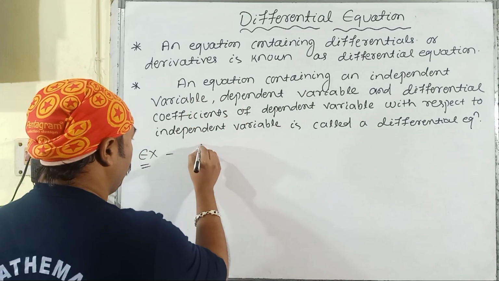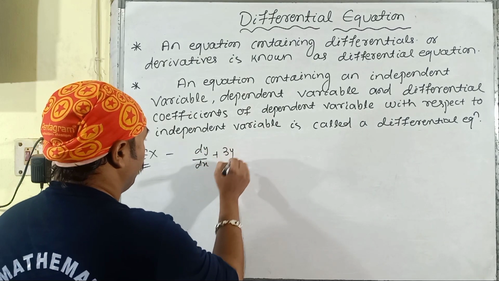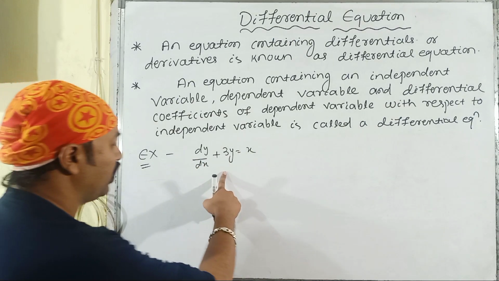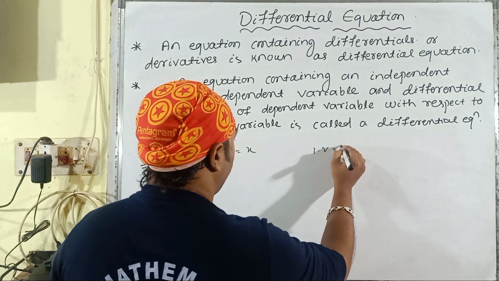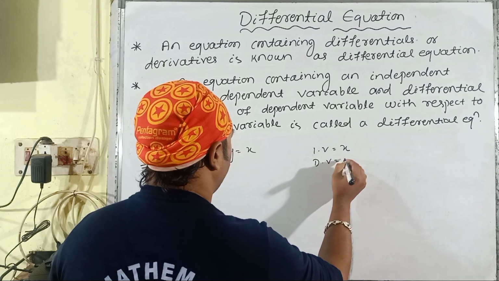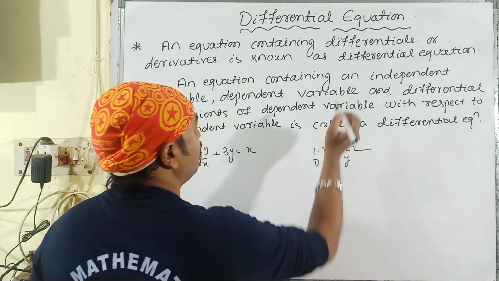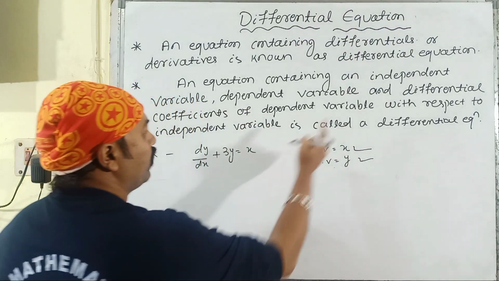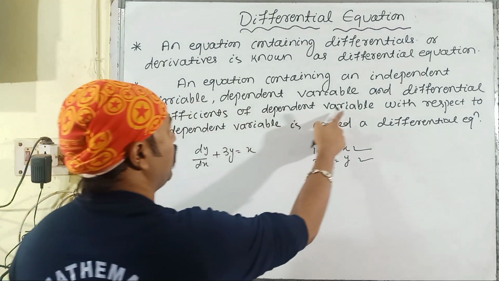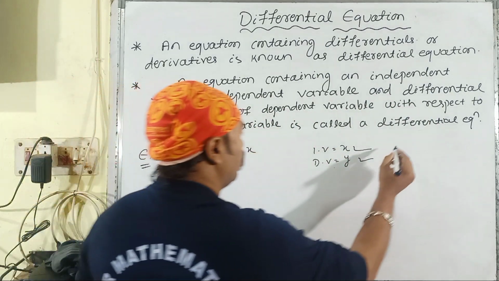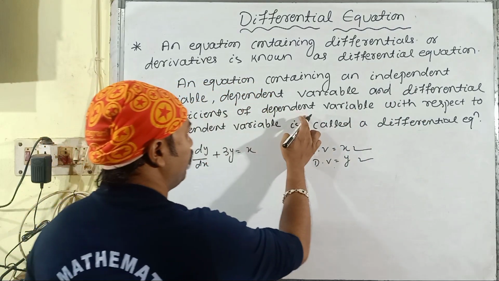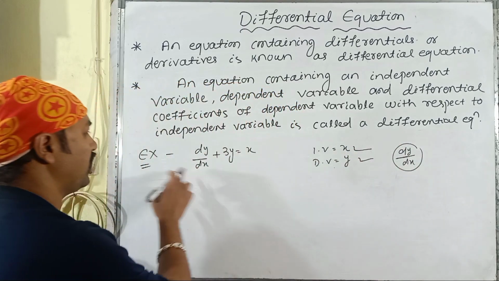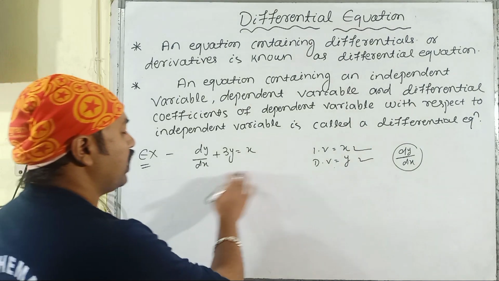So here is the first example, dy upon dx plus 3y is equal to x. It is a differential equation. How is it a differential equation? Here the independent variable is x and the dependent variable is y, and both are present. Then we have to find the differential coefficient of the dependent variable with respect to the independent variable, which is dy upon dx, and here dy upon dx exists. So it is a differential equation.